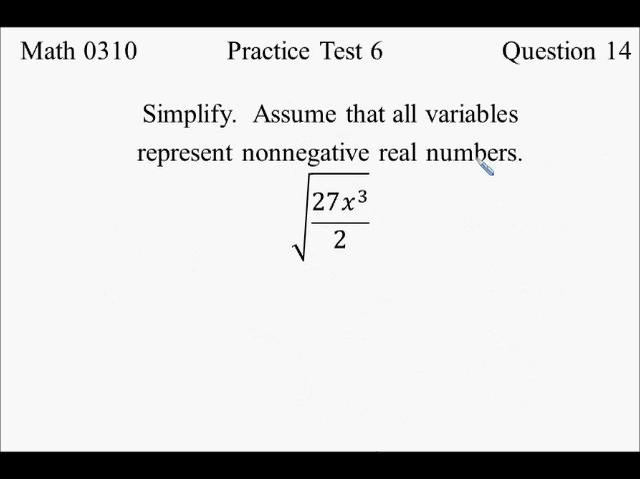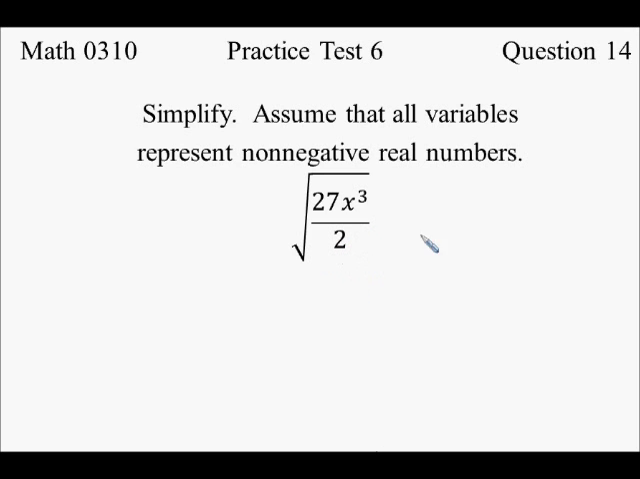Question 14. Simplify. Assume all variables are non-negative reals. So we have the square root of 27x cubed over 2. First we look at this and see, is there anything we can simplify in its present form? 27 over 2, nothing simplifies there. There are no common factors. We just have x's in the numerator here. Nothing to simplify there.